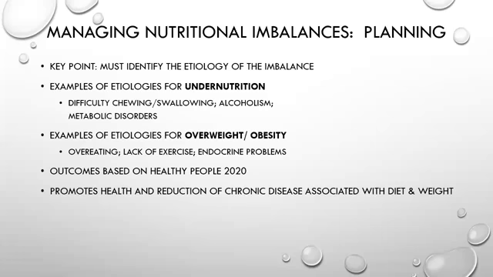All right, moving on in our nursing process. Key point, we must identify the etiology, which is the cause of the imbalance. Okay, etiology, you'll see that a ton. Etiology means the cause. What is happening in the body that is causing this imbalance, right? Examples of etiology for undernutrition: difficulty chewing or swallowing, like we talked about, alcoholism, metabolic disorders. Examples of etiologies for overweight or obesity: overeating, lack of exercise, endocrine problems, okay?